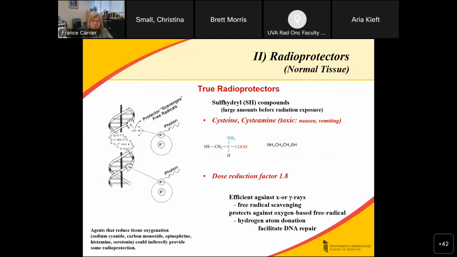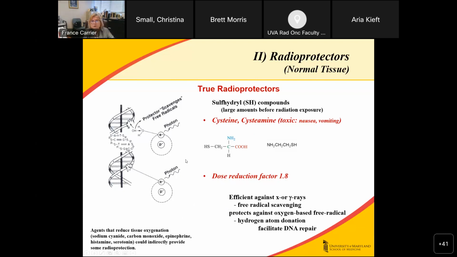One of the first compounds I would say that had been discovered that can protect from free radicals generated by ionizing radiation was this amino acid, cysteine, and also cysteamine. Because they have a sulfhydryl group here that can be used to quench the free radical, they can be seen as being a radioprotector. The problem with this is that you need a very large amount to be able to quench all the free radicals. It is then toxic, causing nausea and vomiting. But you can get a dose reduction factor of about 1.8. Like I said, they are efficient at being a scavenger of free radicals, and they protect against the oxygen-based free radical.